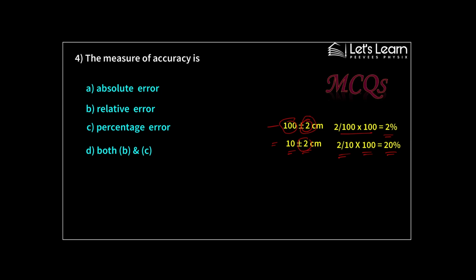Which one has more error? This is having more error. So this is not very accurate. So accuracy cannot be measured with the absolute error. Why? You have the same numbers, but when you go for the percentage, and you know the relative error times 100 gives you the percentage error. So the measure of accuracy is not the absolute error, it is both relative and percentage errors.